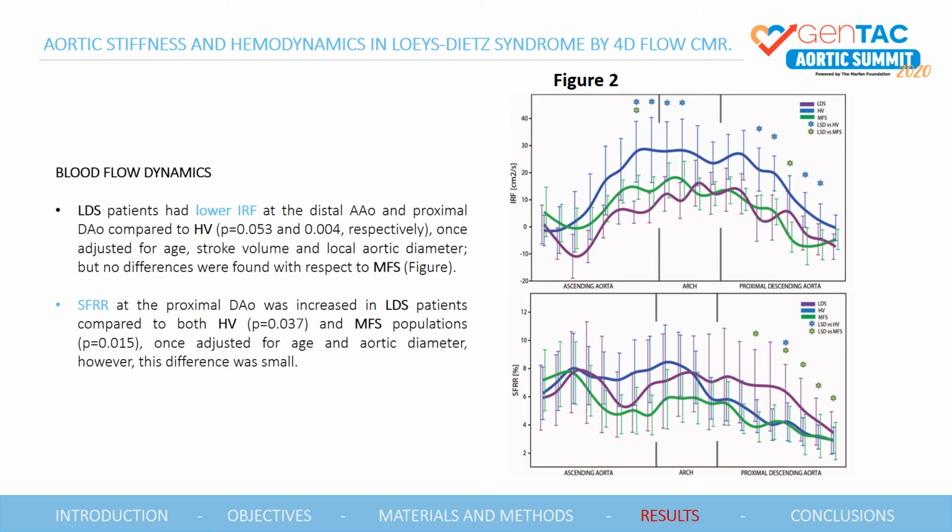Loeys-Dietz patients had lower IRF at the distal ascending aorta and proximal descending aorta compared to healthy volunteers. However, no differences were found with respect to Marfan syndrome. Systolic flow reversal ratio at the proximal descending aorta was increased in Loeys-Dietz patients, mildly increased, compared to both healthy volunteers and Marfan syndrome patients.